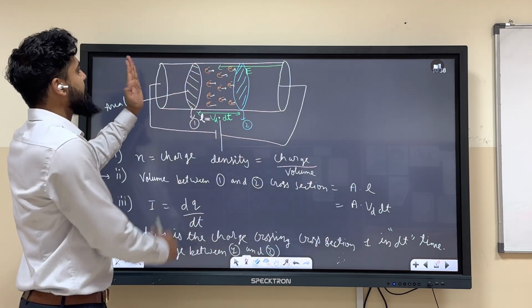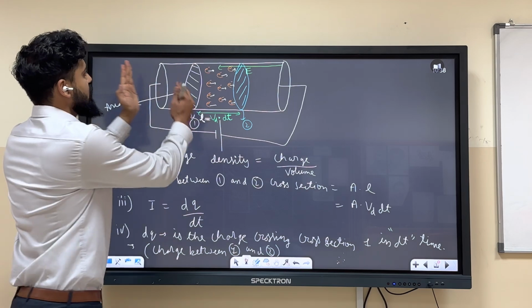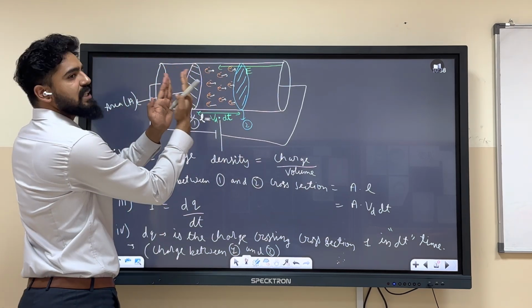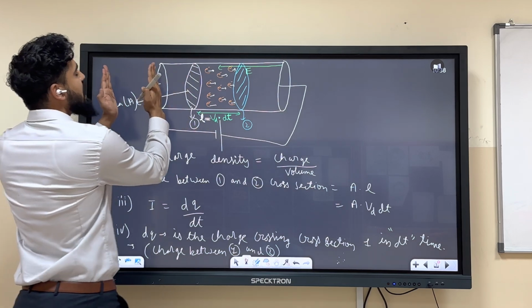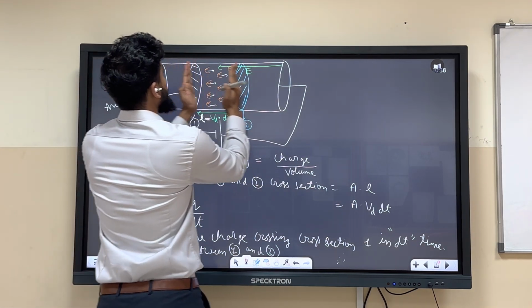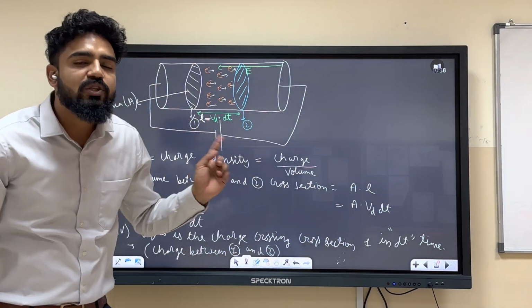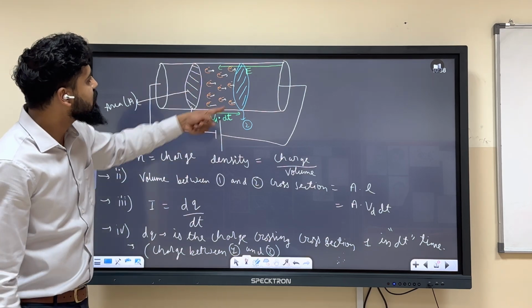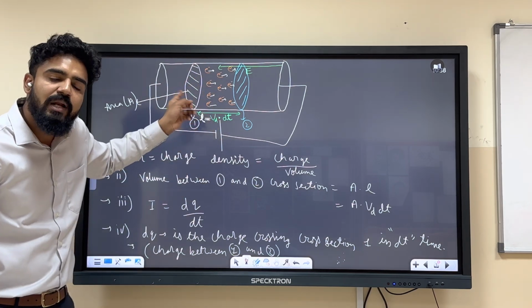Correct? Dekh, in dt time, look carefully. These two hands, let's say, these are the number of electrons that are passing in dt. Dekh, these all electrons are passing cross section 1 in time dt. Correct? Or we can say the charges that are there in between 1 and 2.